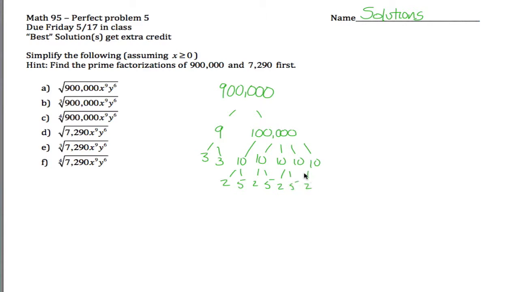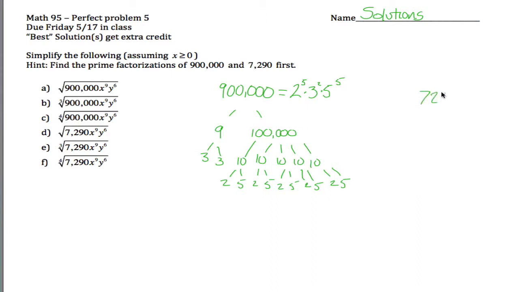Kind of hard to see what arrow's going where. This 10 gets this 2 and this 5, and this 10 gets this 2 and this 5. Anyways, the point that I'm trying to make here is 900,000 can be expressed as 2 times 2 times 2 times 2 times 2. Looks like 5 of them, so 2 to the 5th power, times 3 squared, times 5, and we got 5 of those also, so 5 to the 5th. So this is what's called the prime factorization of 900,000.